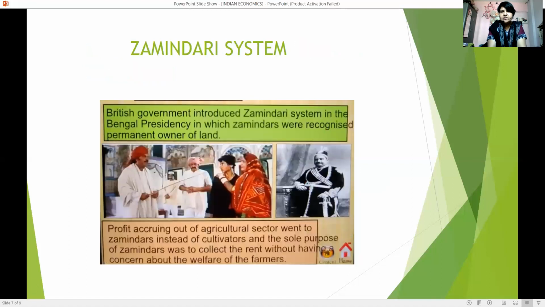Is it clear, students? Next point was, as I said, the Zamindari system. What was happening in the Zamindari system? The British government introduced the Zamindari system in the Bengal presidency, in which Zamindars were recognized as permanent owners of the land. That is, the profit accruing out of the agriculture sector went to the Zamindars instead of cultivators, as I told you before.